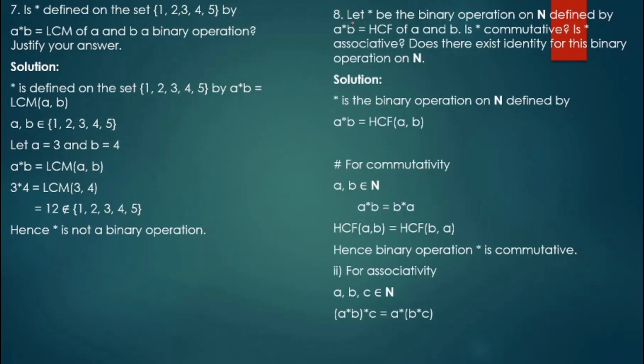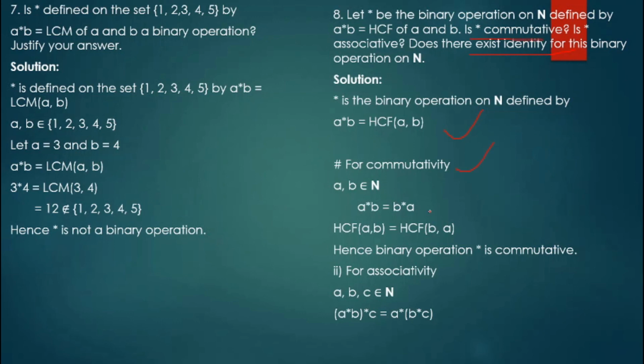Fine. Next question. Let star be the binary operation on N defined by A star B equal to HCF of A and B. Is star commutative? Is star associative? Then whether the identity exists for this binary operation on N. So first we write the given. For commutativity, we'll check. See our question. First, what you have to check?